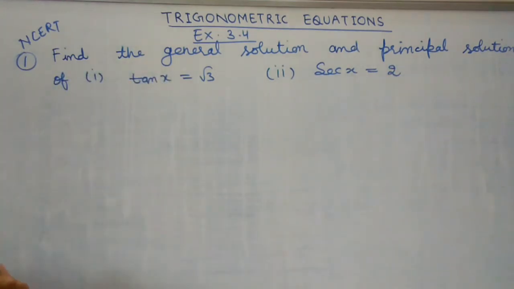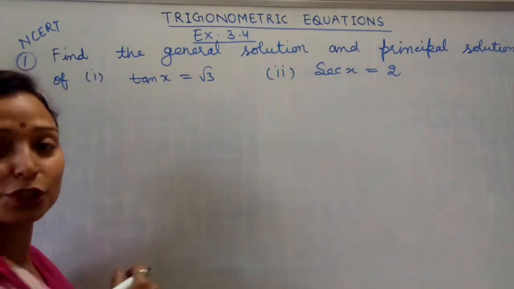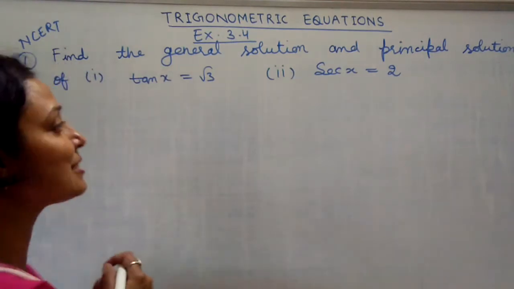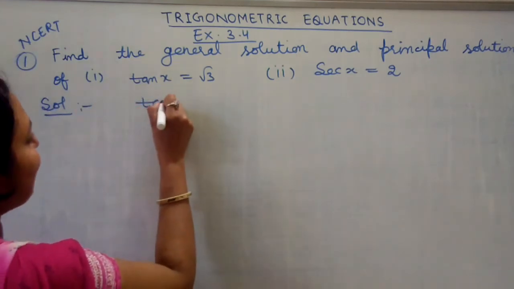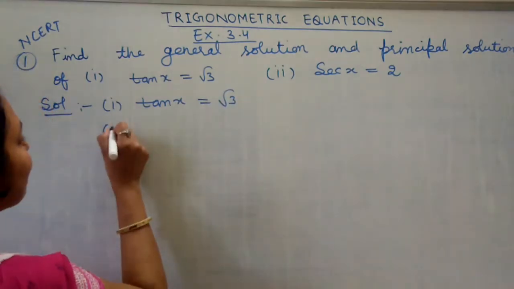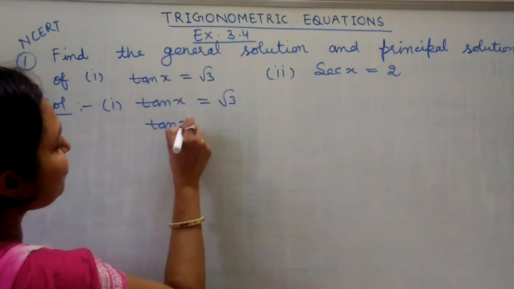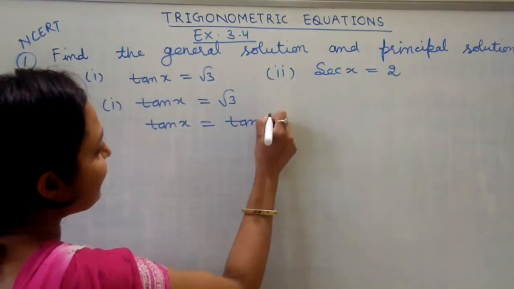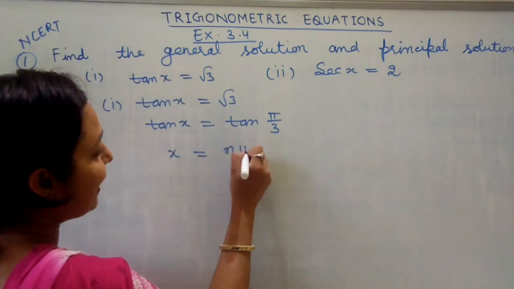So these are the two questions in which we have to find the principal and general solution. Okay, so let's do the principal as well as the general solution. I will start with the first, tan x is equal to root 3. So how can we solve it? I will take the general solution by using the formula tan x = tan(pi/3), that means x is equal to n pi.